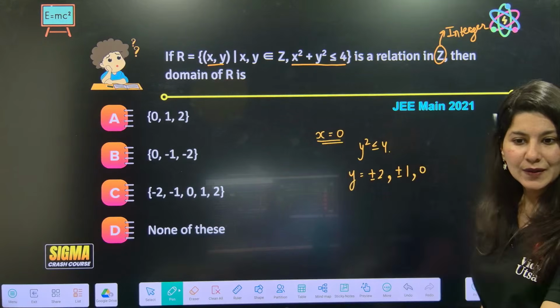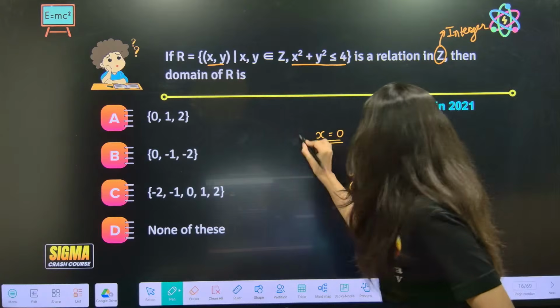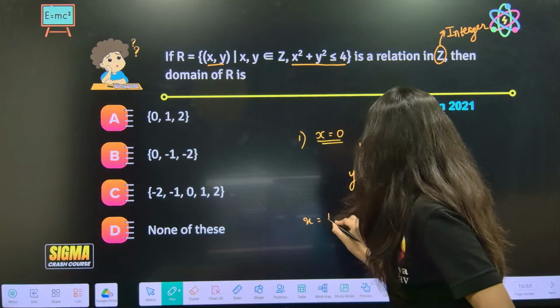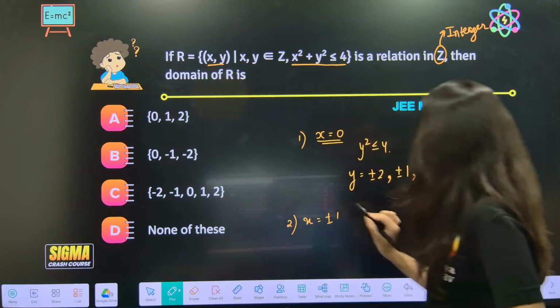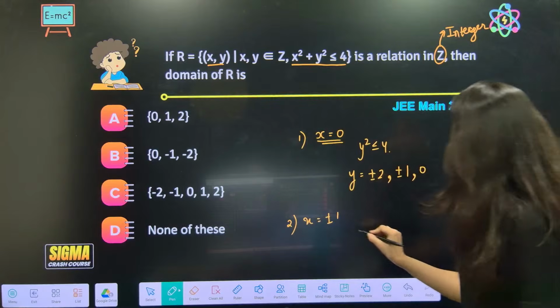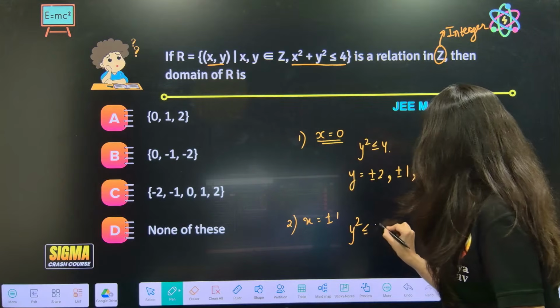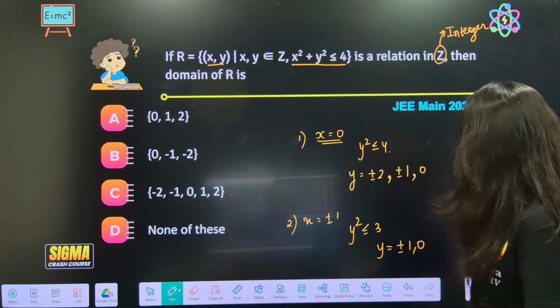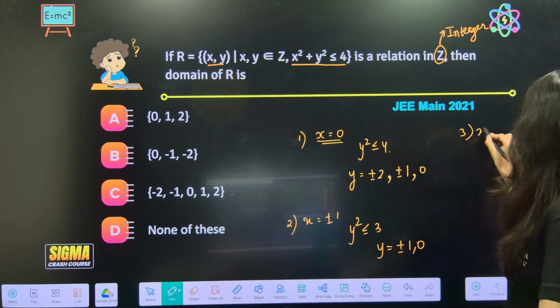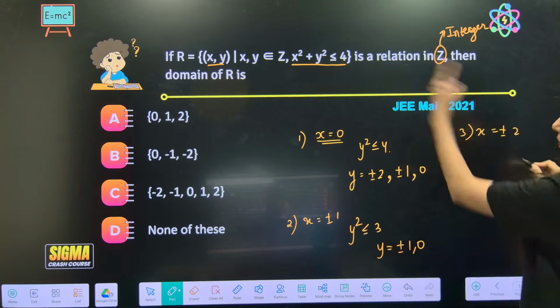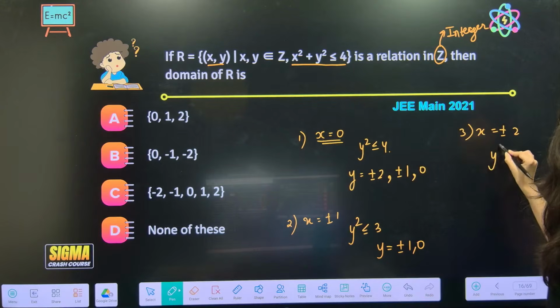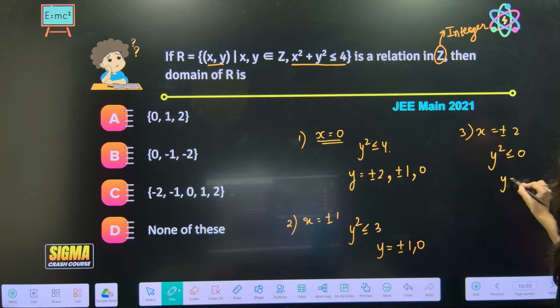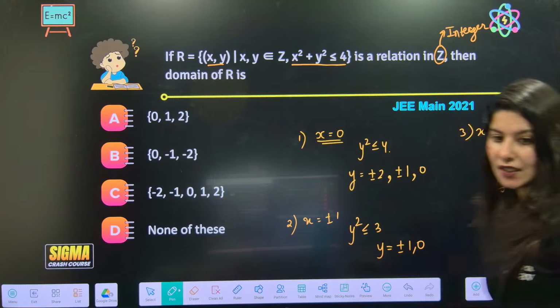That's it. Now if your x is plus minus 1, then y square will be less than or equal to 3. So y will be equal to plus minus 1, comma 0. And third case, if x is plus minus 2, if you put plus minus 2 in place of x, your y square will be less than or equal to 0. Y is coming out as 0.